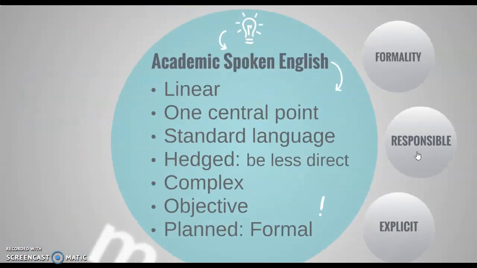So, let's see what happens with academic spoken English better. Let's concentrate on it and let's see those characteristics that are similar to the academic writing. So, the academic spoken English is linear and explicit. In order to be clear, the speaker uses different words which are signalized to go directly to the point. So, it is one central point. Academic spoken English in all its presentations has one central point.